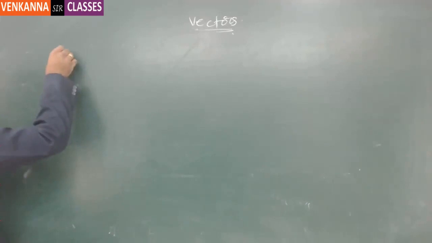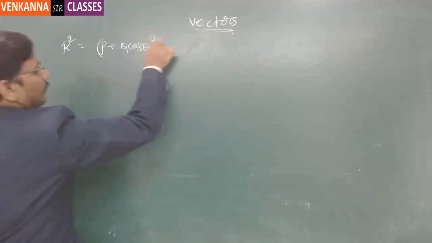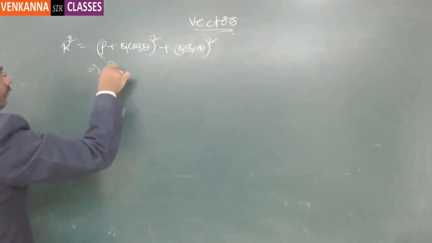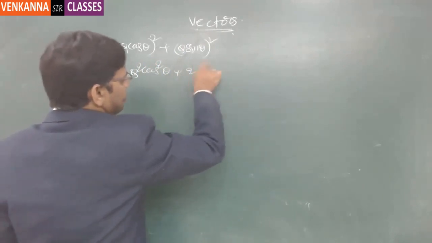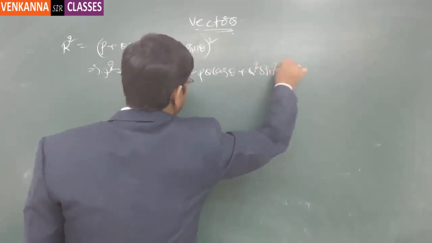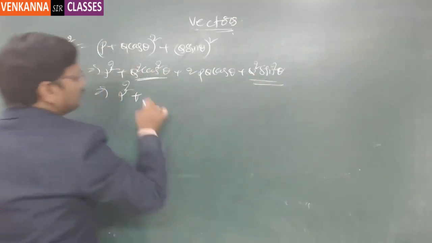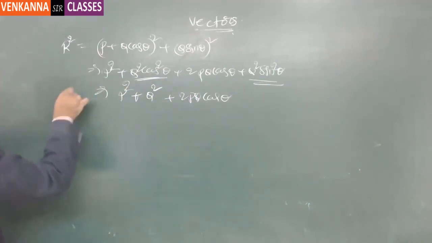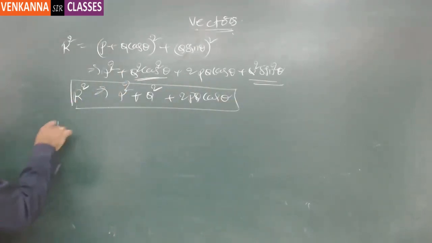Now, from there, R square is equal to (P plus Q cos theta) whole square plus (Q sin theta) whole square. So this will be P square plus Q square cos square theta plus 2PQ cos theta plus Q square sin square theta. And this is equal to P square plus, Q square cos square theta and Q square sin square theta will combine to be Q square, plus 2PQ cos theta. And this will be R square, where R is the resultant.